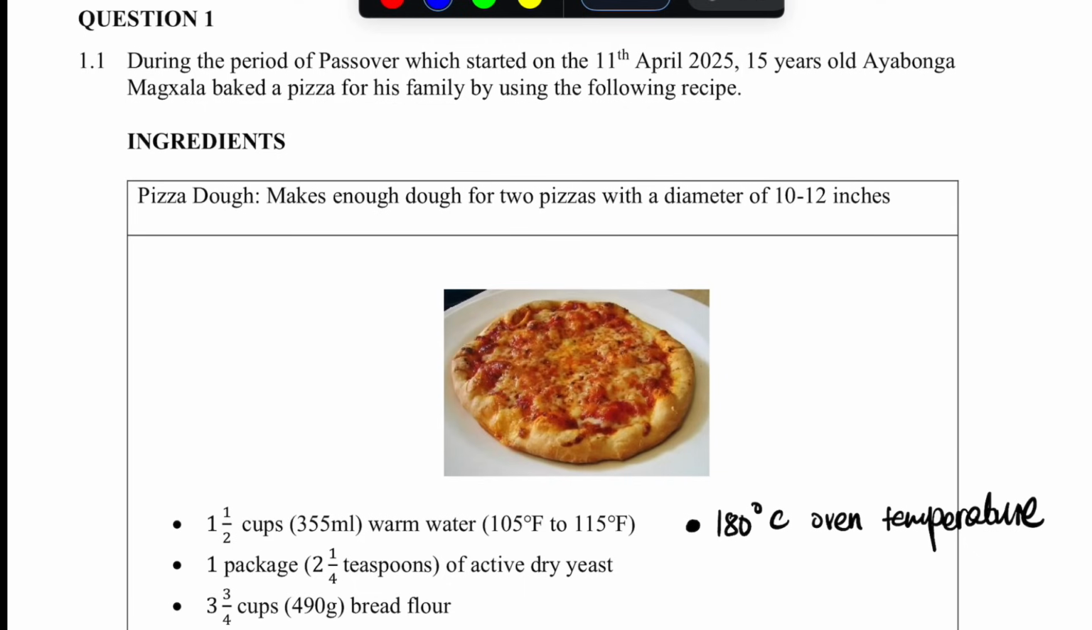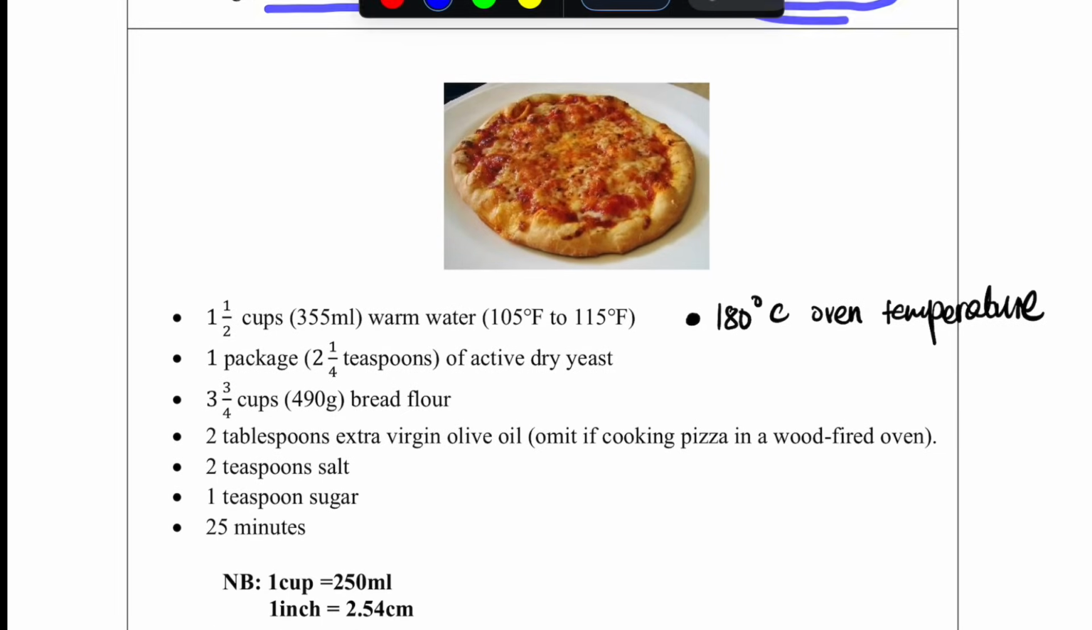Question 1, it says during the period of Passover, which started on the 11th of April 2025, a 15-year-old Magala baked a pizza for his family by using the following recipe. Here are the ingredients. A pizza dough makes enough dough for 2 pizzas with a diameter of 10 to 12 inches. Guys, these are the ingredients. I'm not going to go through all of them. These are the temperature of the water, the package of teaspoon of active dry yeast, and the temperature of an oven. It must be 180, and the bread flour, and so forth and so forth.